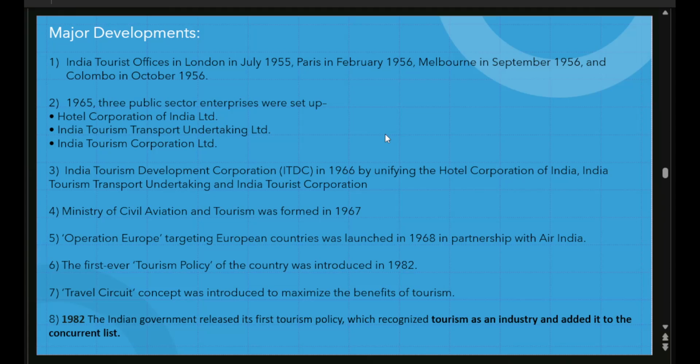So it's important. In 1967, the Ministry of Tourism was formed and also the Ministry of Civil Aviation. Operation Europe was launched in 1968 in partnership with Air India. The first ever tourism policy was introduced in 1982. And 1982 is a very important year because tourism was accorded industry status and also included in the concurrent list. And the travel circuit concept was also introduced.